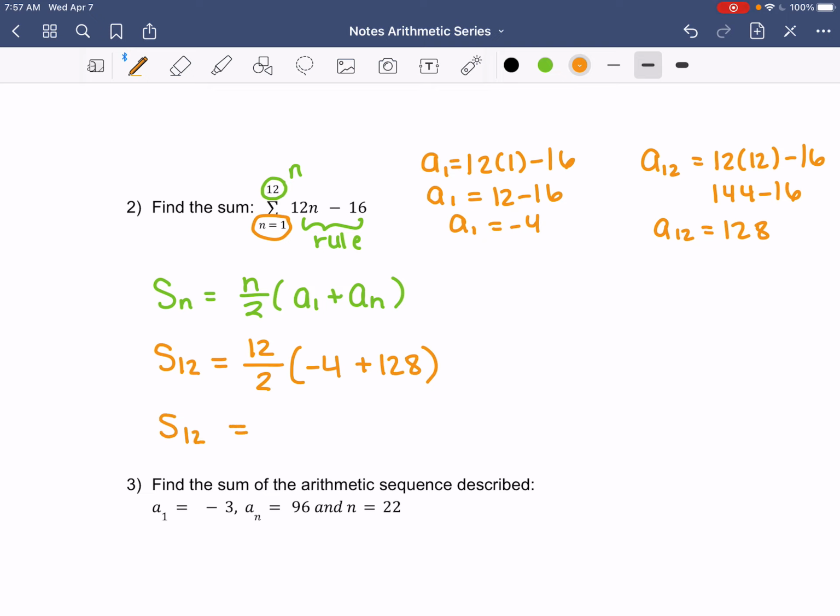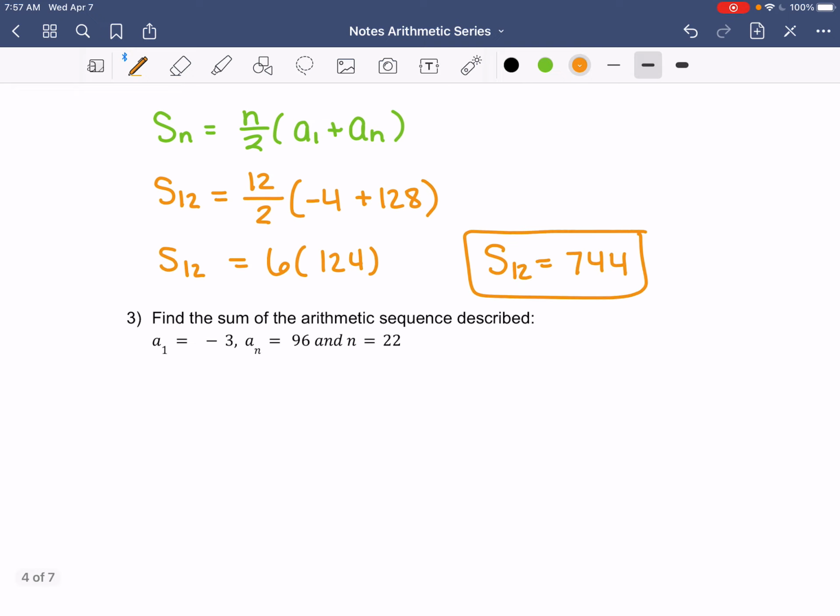So the sum of the first 12 terms, 12 divided by 2 is 6. 128 minus 4 is 124. So then I'm going to go ahead and multiply 6 times 124, and I get the sum of the first 12 terms is 744. Okay. All right, another one.